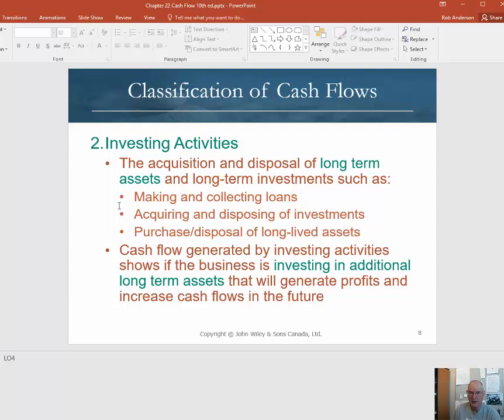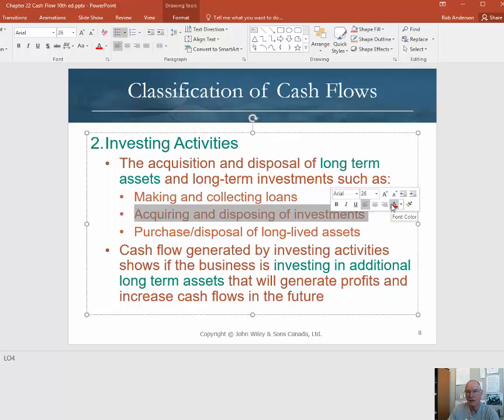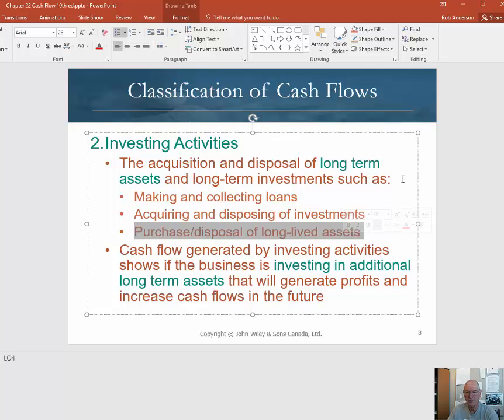Here are some other examples of investing activities. If you provide a loan to someone, what you do is you give them cash and you have an asset. The asset is a note receivable, right? So that's investing in the debt of someone else. So it's an investing activity. And of course, we talked about investments already, and we talked about the purchase and eventual sale of long-term assets.